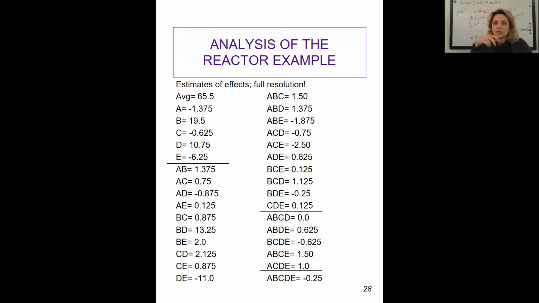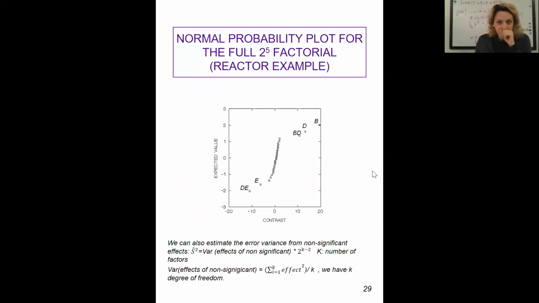So we found the effects here. So we can find the sum of squares, and then we can develop our ANOVA table, right? Let's look here. In the previous chapter, we said that we can show it by ANOVA table, or we can have a normal probability plot. So this is the normal probability plot. We have the expected value, and then we would have the contrast. Here you can have contrast, or you can have the effect as well. Here is the normal probability plot for the full 2 power 5 factorial.